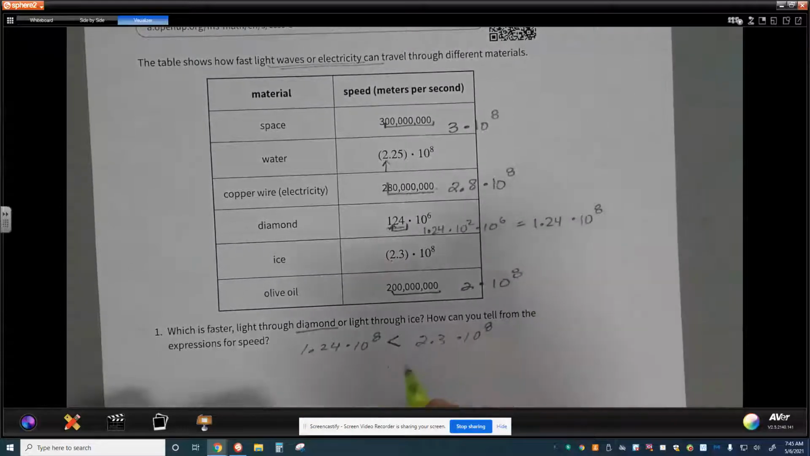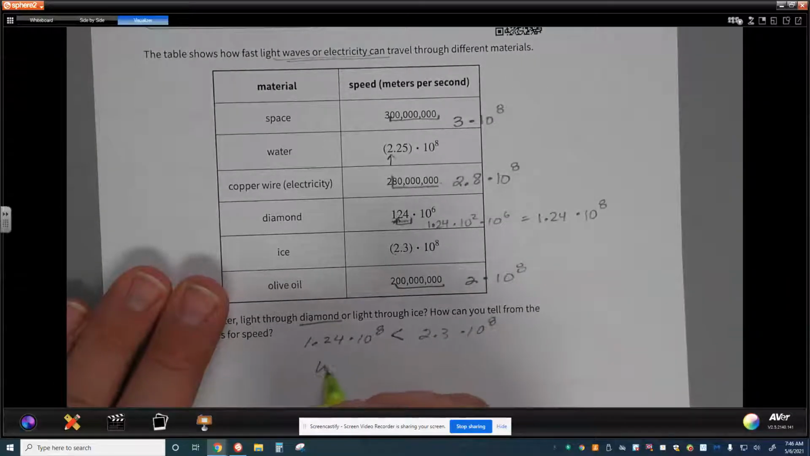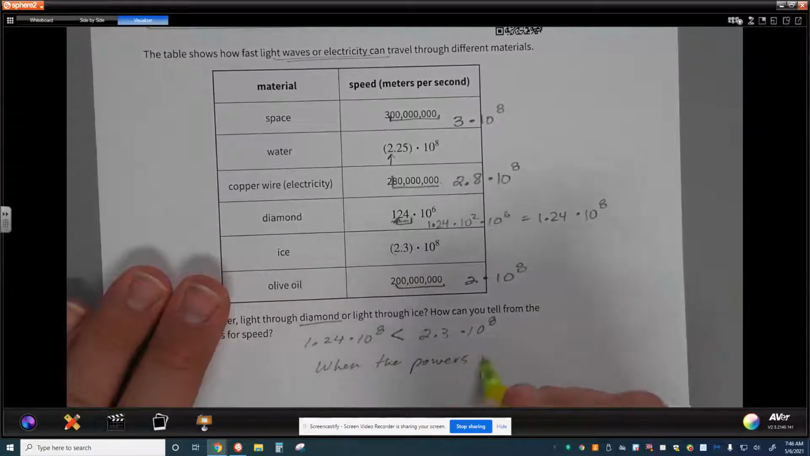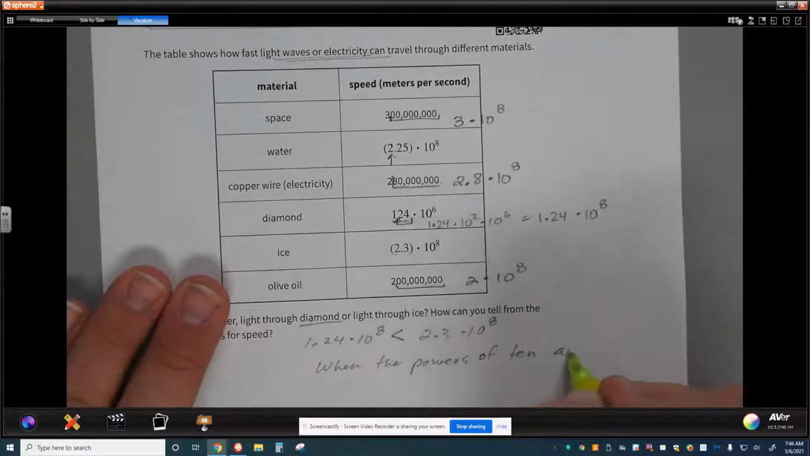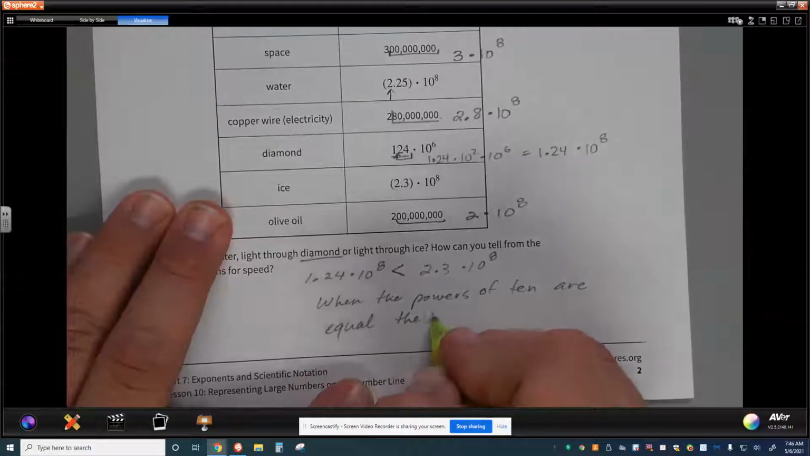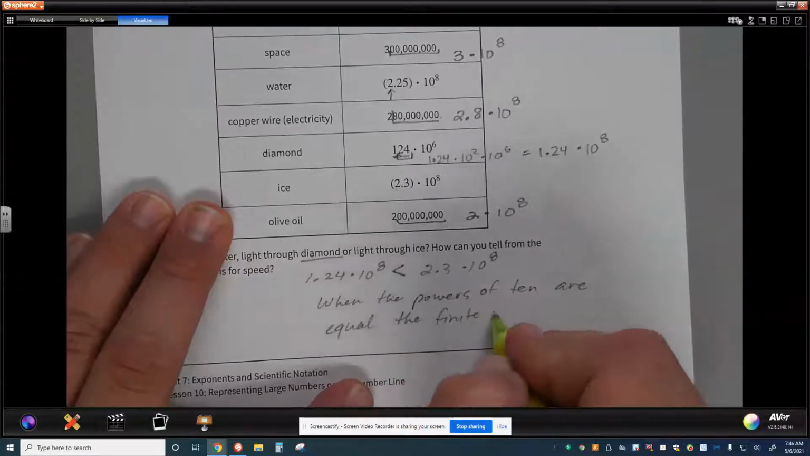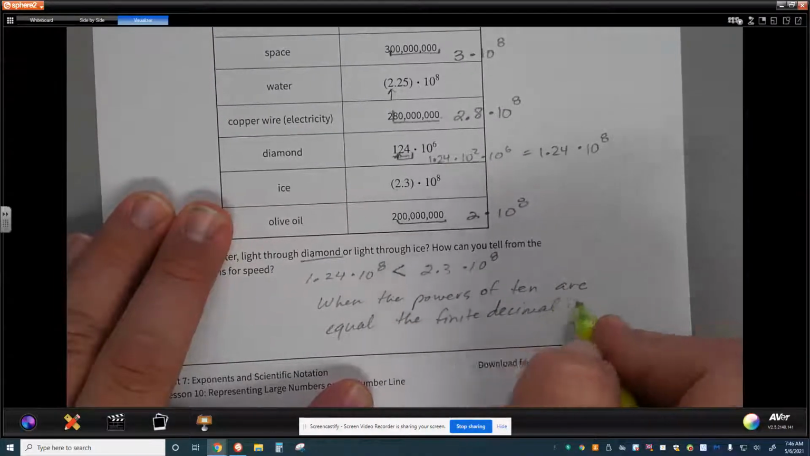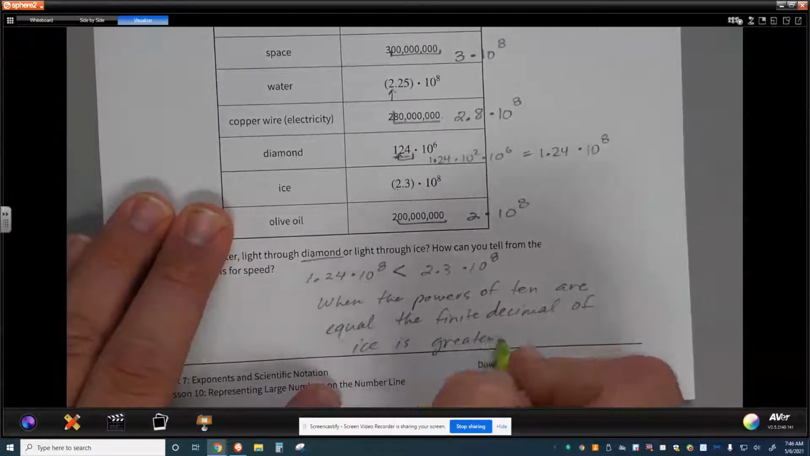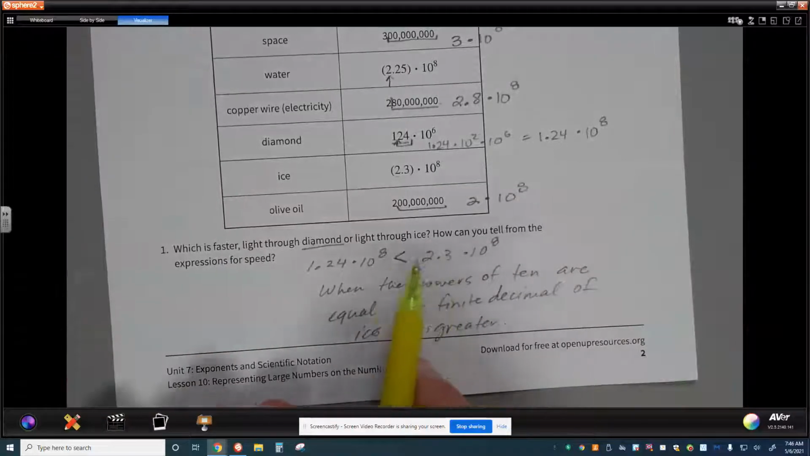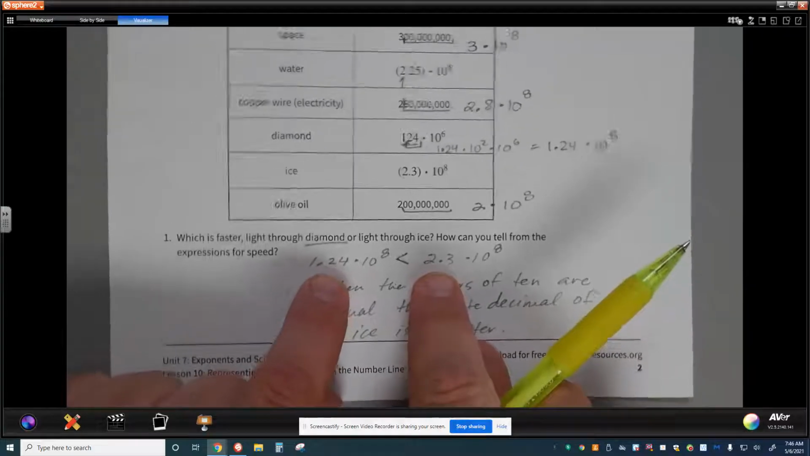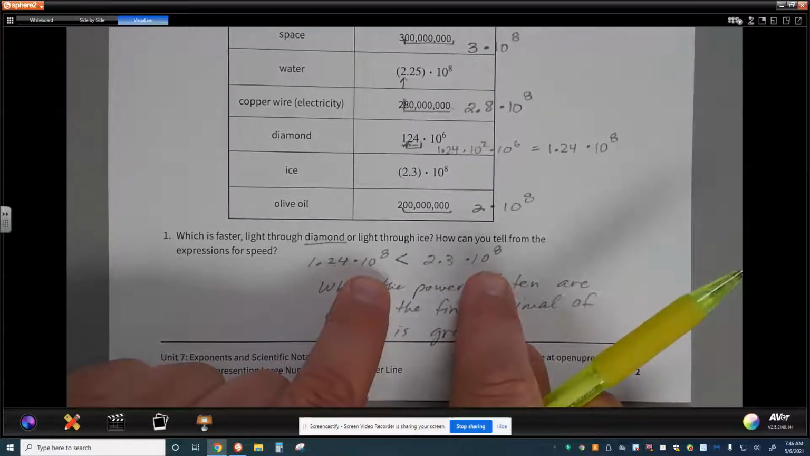How can you tell from the expressions for speed? Well, when powers of 10 are equal, the finite decimal of ice is greater. And we see that here, 2 3/10 is greater than 1 2400ths. I can only compare these two finite decimals when the powers of 10 are the exact same.